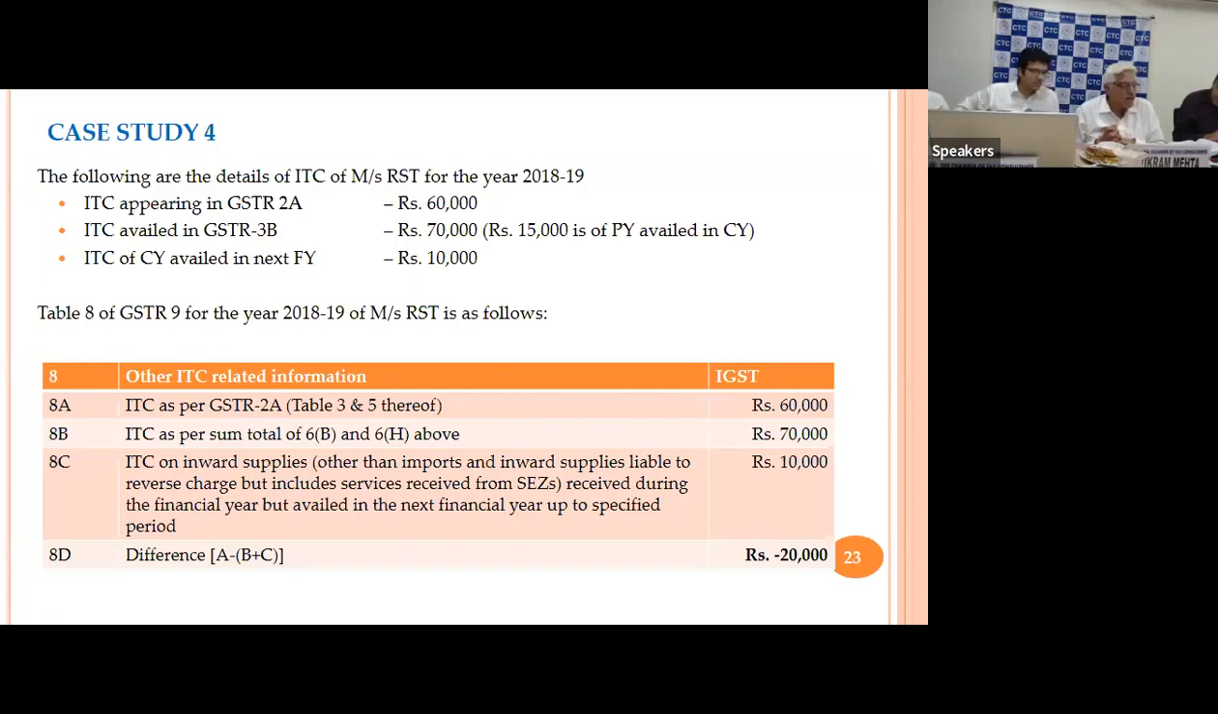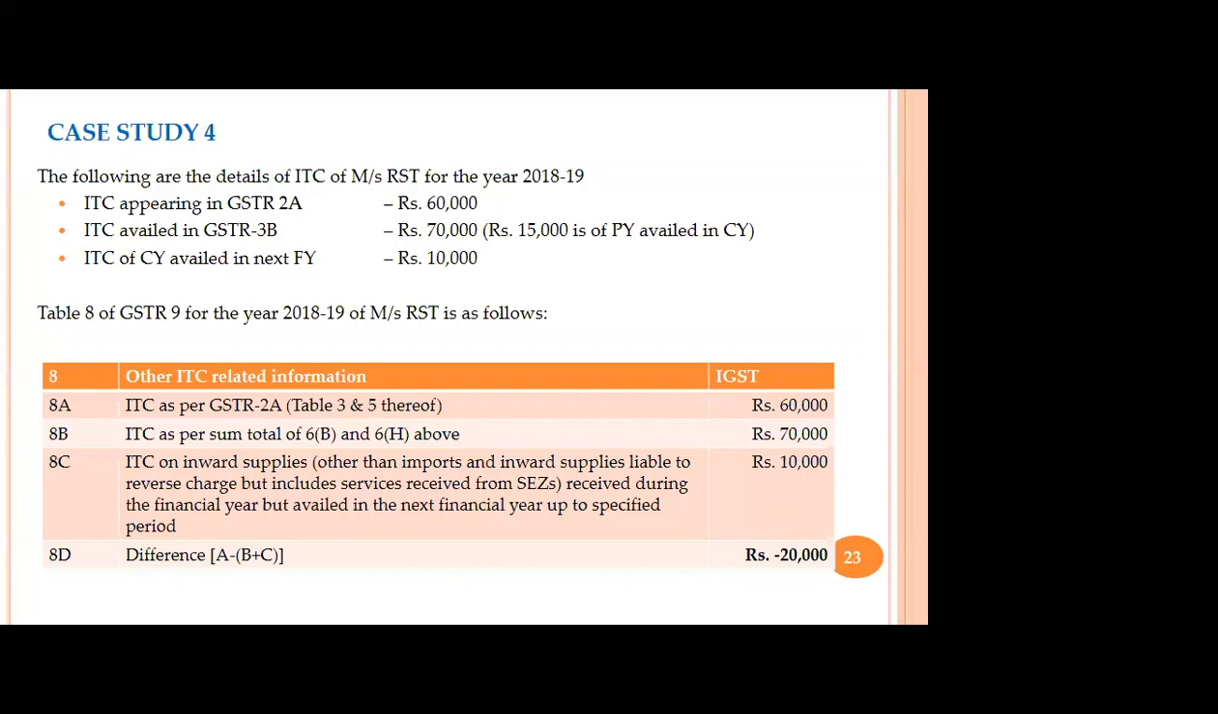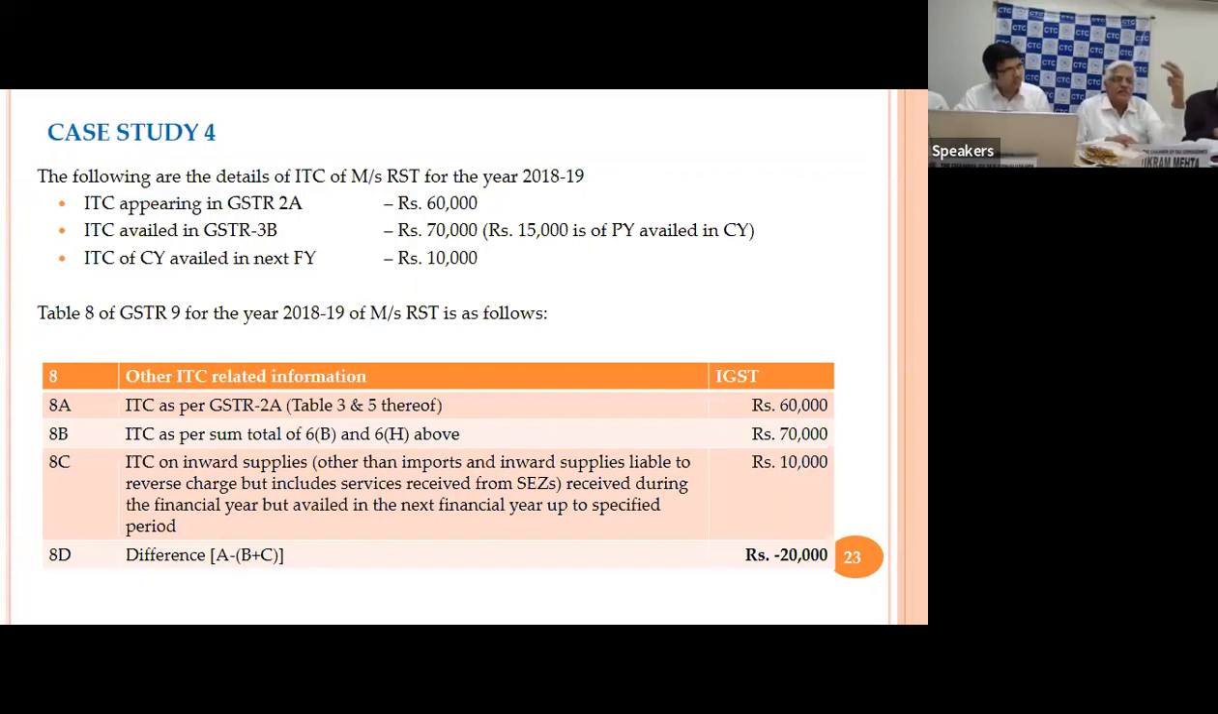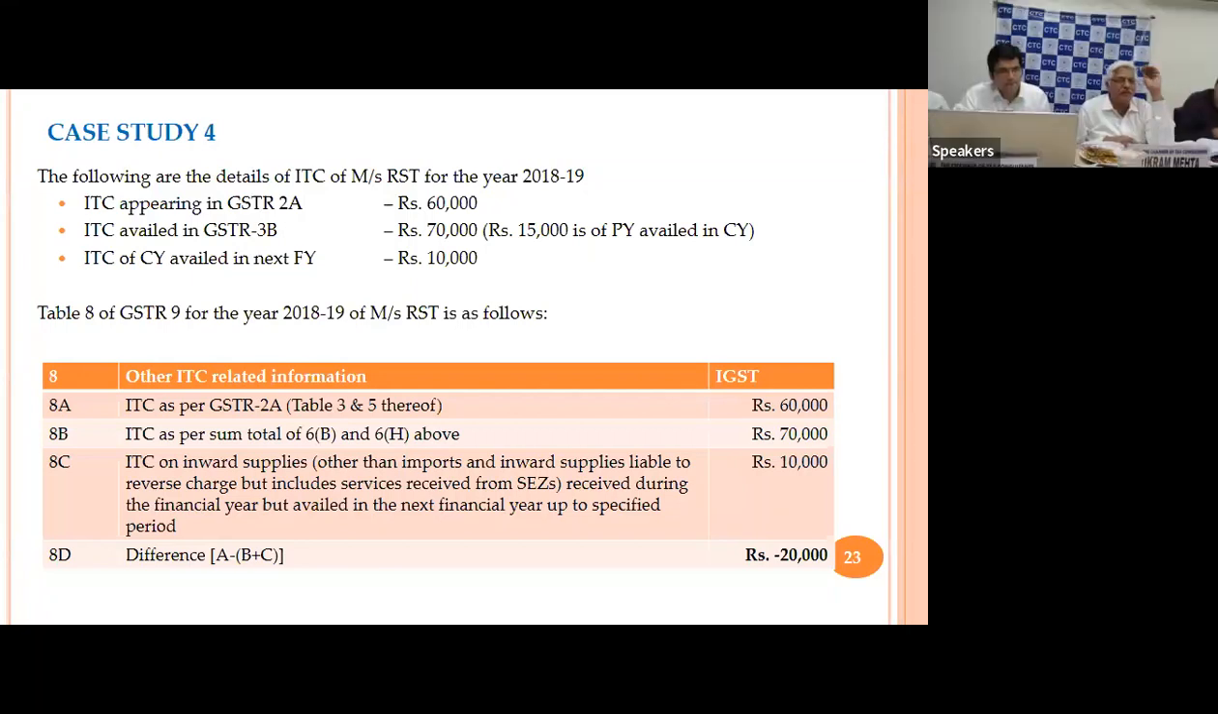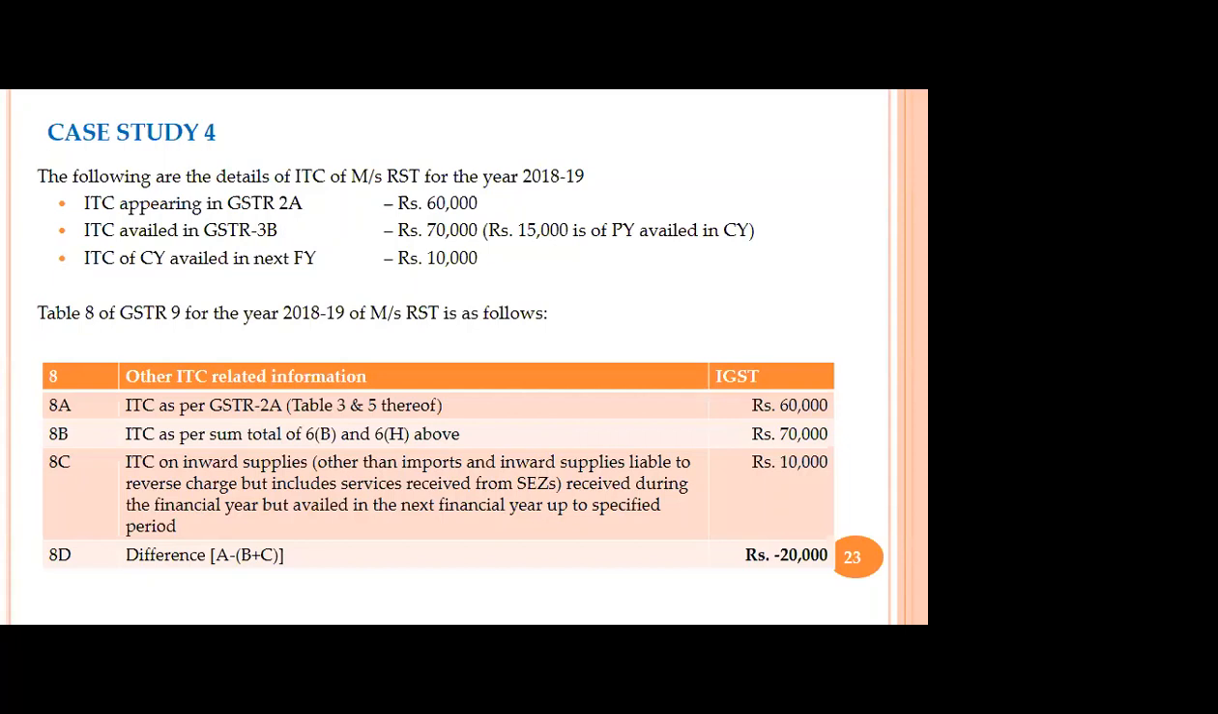But then there will be a difference in 6J. Yes, 6J. There will be a difference in 6J, which you will have to explain. But sir, that 6J difference will be a clear-cut difference of previous year's ITC claimed in the current year, that can be reconciled from table number 8C and 10 of the previous year's GSTR-9.